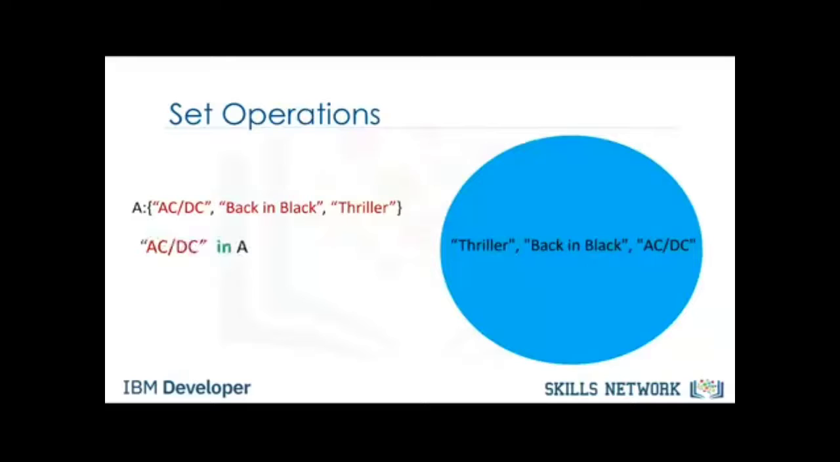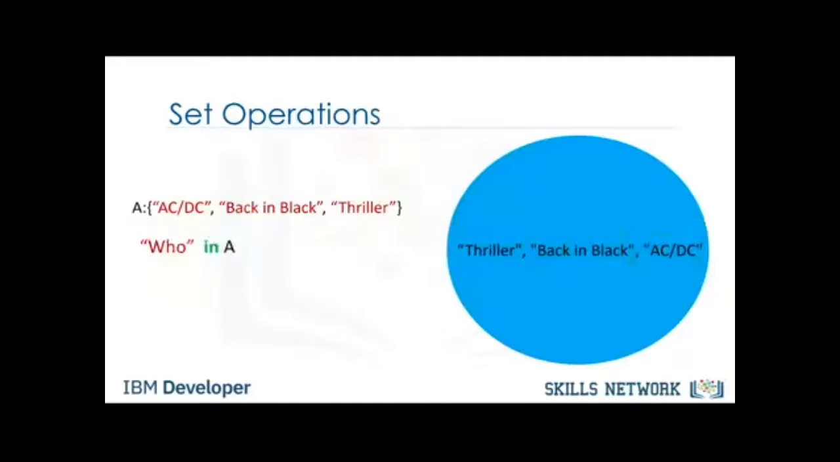We can verify if an element is in the set using the in command as follows. The command checks if the item, in this case AC/DC, is in the set. If the item is in the set, it returns true. If we look for an item that is not in the set, in this case for the item who, as the item is not in the set, we will get a false.